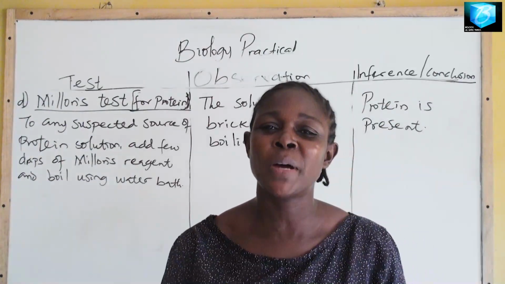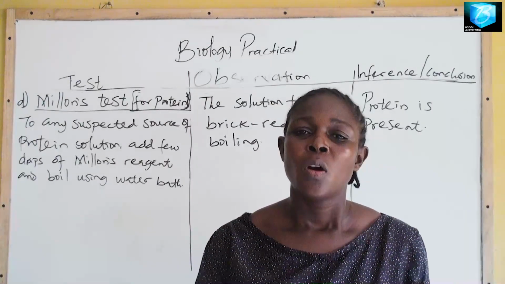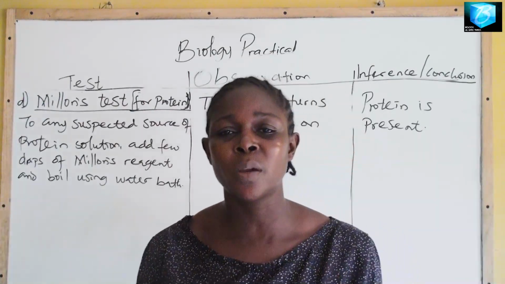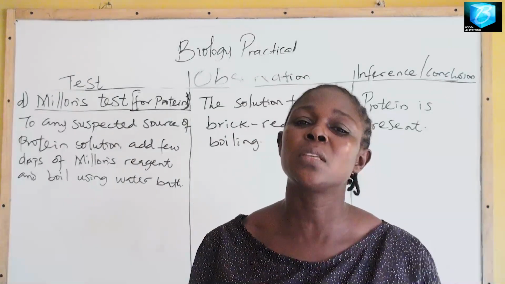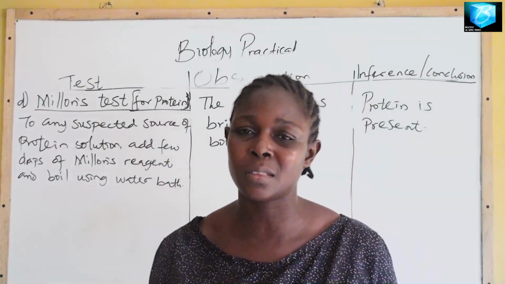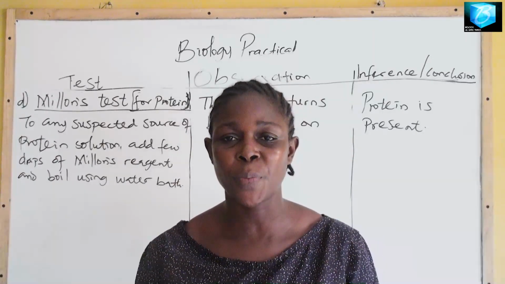Practical we're going to be talking about is for fats and oil. Under fats and oil, we're going to be talking about just two food tests, and the first one is translucent test. It's only fat and oil that is capable of causing translucency in paper.